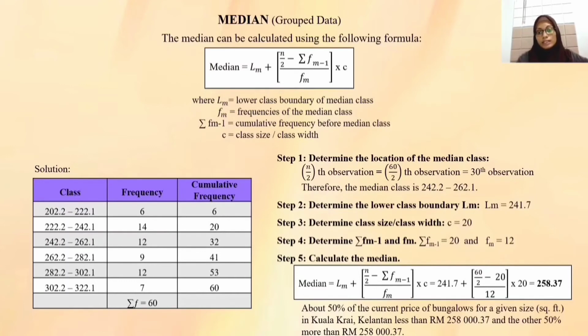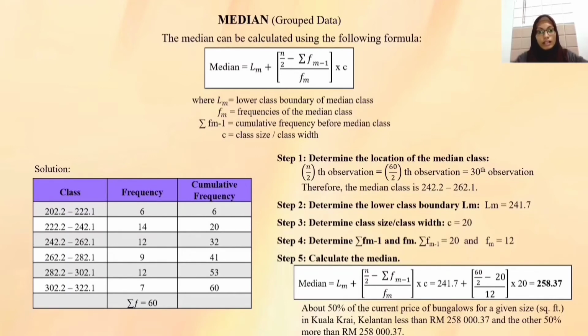So our lower class boundary is 241.7 and class size is 20. The cumulative frequency before the median class is 20 and the frequency of the median class is 12. So we need to calculate the median. We just need to put the answer into the formula. So we get 258.37. About 50% of the current price of bungalows for a given size square feet in Kuala Krai, Kelantan is less than RM 258,000.30, and the other 50% is more than RM 258,000.30.